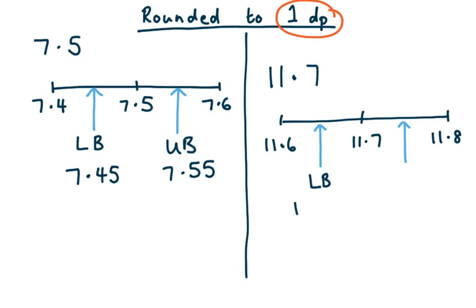Your lower bound would be 11.65 and your upper bound would be 11.75.